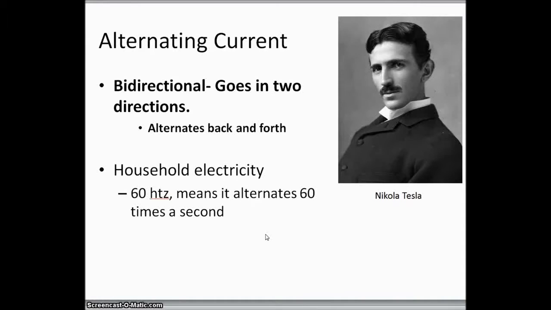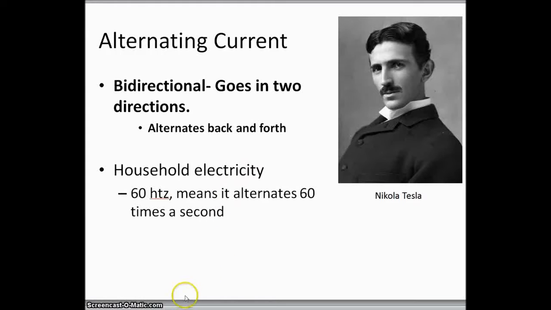So, alternating current's a little bit different. As its name states, it alternates back and forth. It's bidirectional, two directions. Goes back and forth, left, right, left, right. This is what we use in our houses today. And we use what's called 60 hertz, which means that it flips 60 times per second. Not per minute, per second. So the electricity switches 60 times per second.